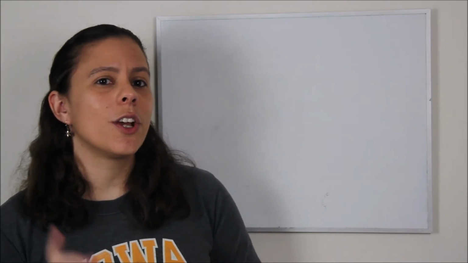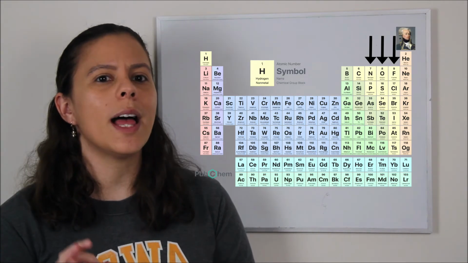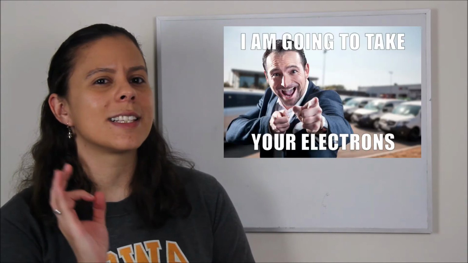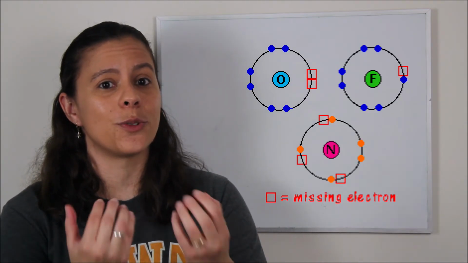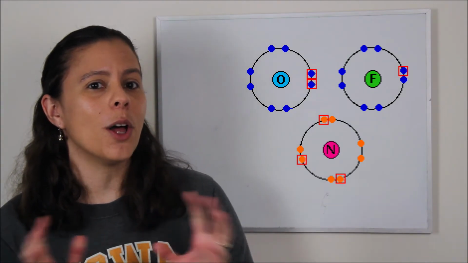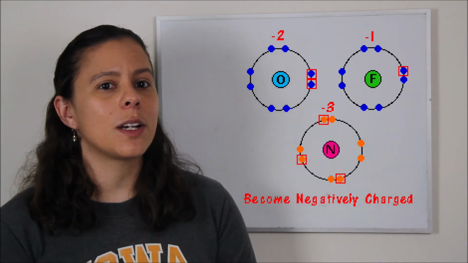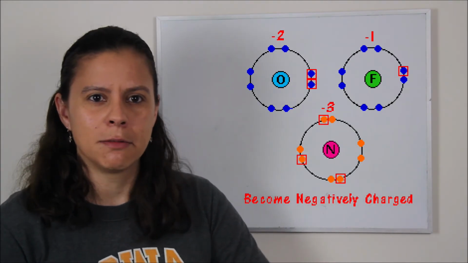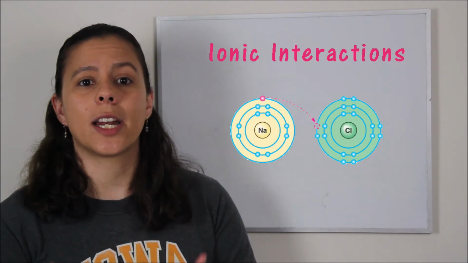Now, elements on the other side of the periodic table, except for noble gases, which don't like to interact with anyone, will have the opposite behavior. Those are the salesmen of the world. They find other atoms to donate electrons to them because their shell is almost full, and they would rather take electrons from other atoms than give away a ton of their own. That's why they tend to become negatively charged. When these donating and receiving interactions happen, we call them ionic interactions.